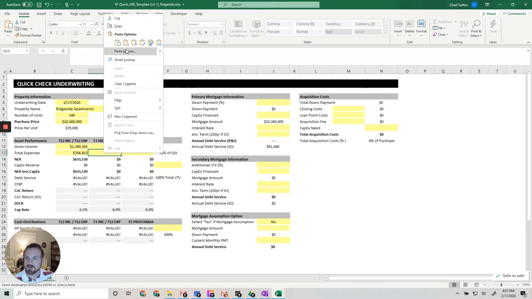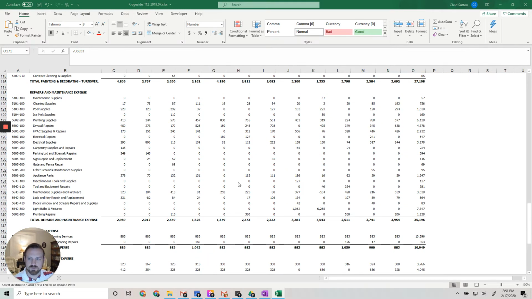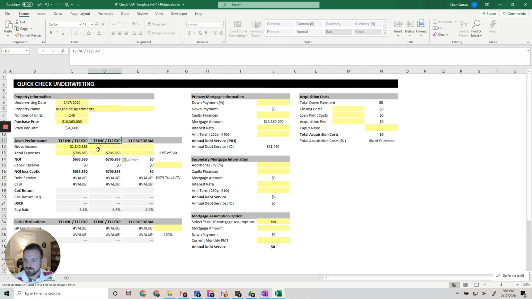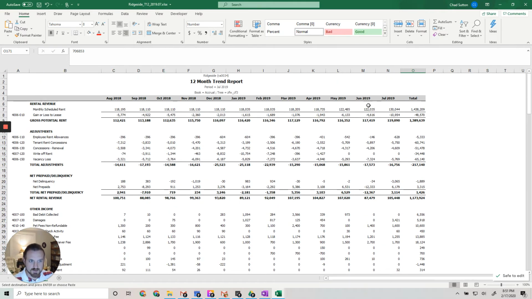I'm going to do the same thing here as well. And then let's go get our T3 income, T12 expenses. So these are going to be the same. And then we're going to look at the T3. So let's go back up here to the overall income.